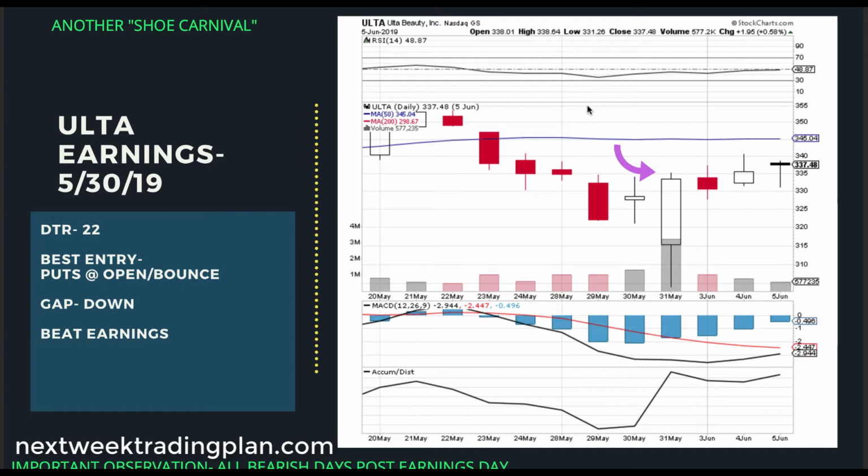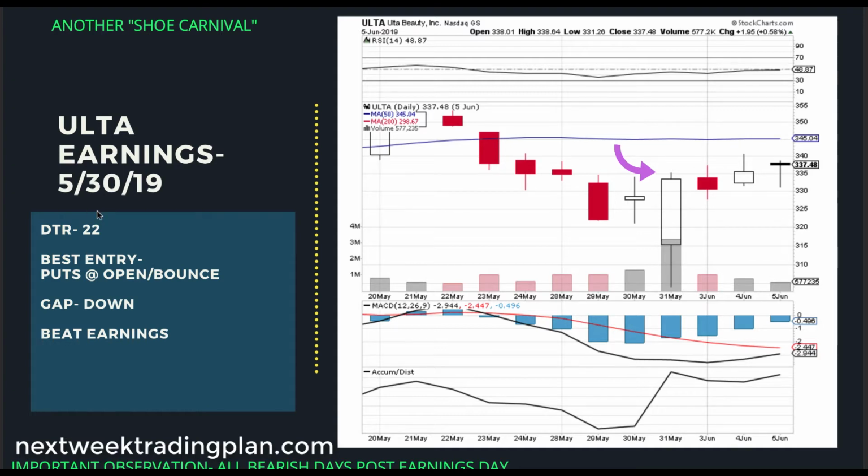Once again, I'm going to go a little more in detail on what the shoe carnival is, okay, and why we call it the shoe carnival. Basically it's when it gaps down, it looks super bearish, it continues lower, and this is when you're like, oh yeah, baby, I'm going to short it, and then it reverses on you. And so, that's just one of the worst things that can happen to you.